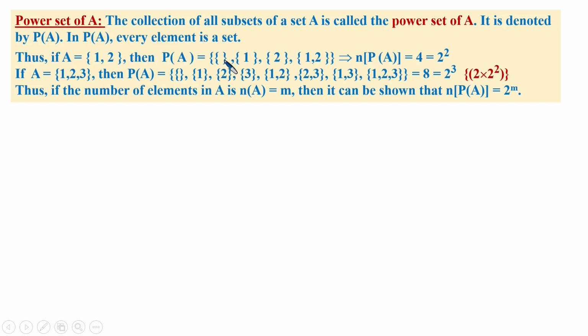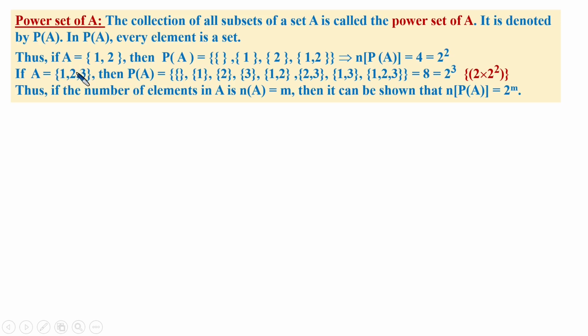The null set is a subset of all sets. So I have to include this, then {1}, then {2}, and then the combination of 1 and 2, as I mentioned in the introduction. So you have 4 elements there. So the number of elements in the power set of A is 4, and this 4 is nothing but 2 to the power 2. So this 2 is the number of elements in A. We will see it and we will prove it also.